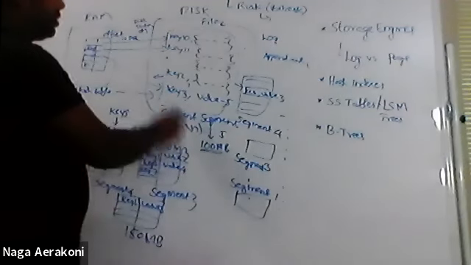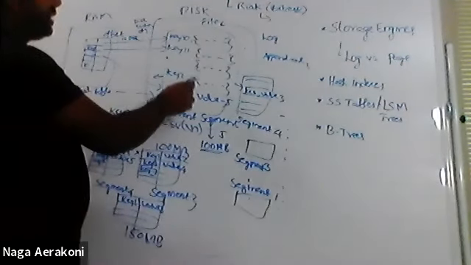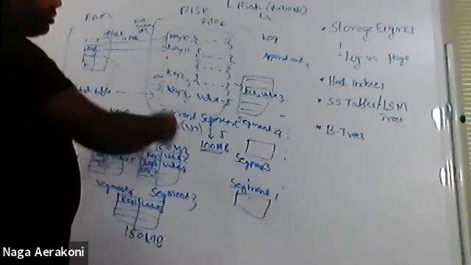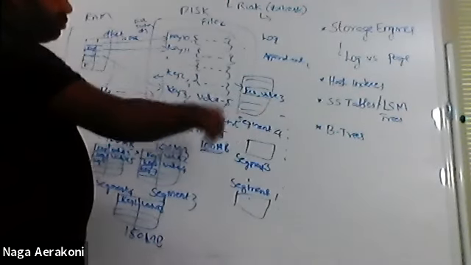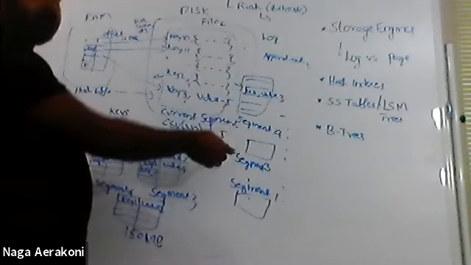Naga, I have a question here. How will we get to know which segment has the latest key value? The current segment that you are always writing to should have the latest value. If not, you go back to the previous segment. So you maintain the order, right? Like which segments are there.